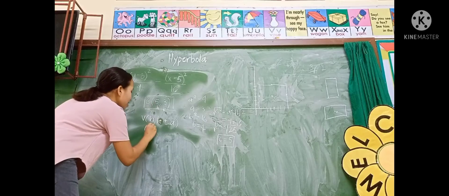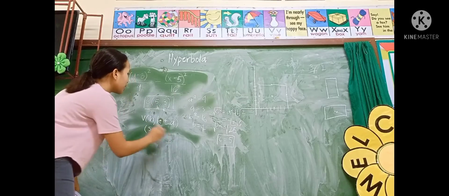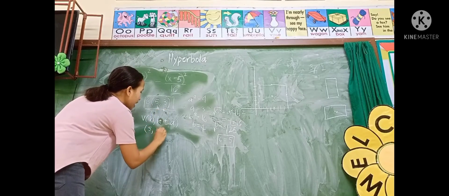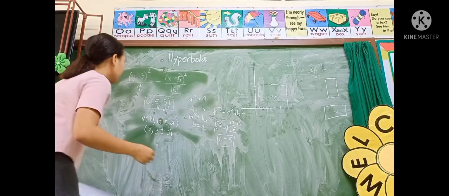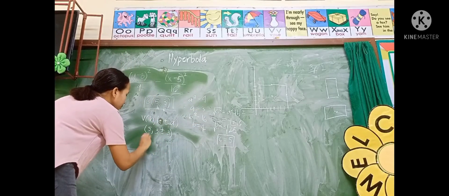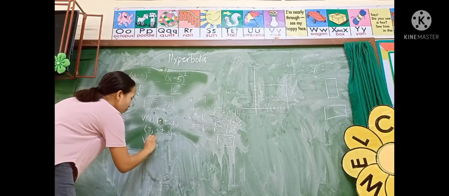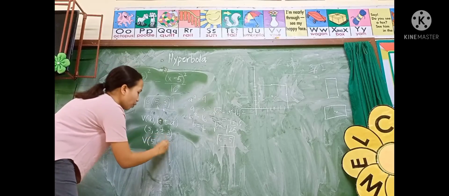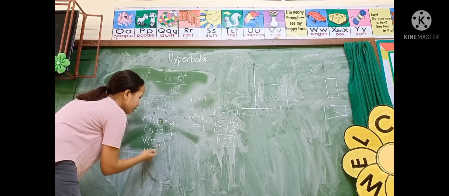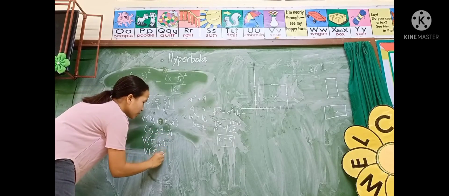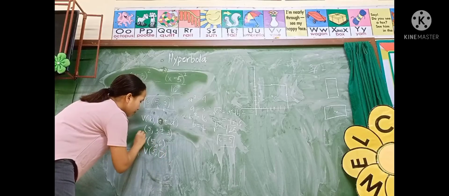Our H is 5. Substitute the given value. K is 3. And we have plus minus A, which is 3. Okay. Let's simplify this equation. So 5, 3 plus 3 is equal to 6. And then we copy 5, 3 minus 3 is equal to 0. So we have now the vertices.